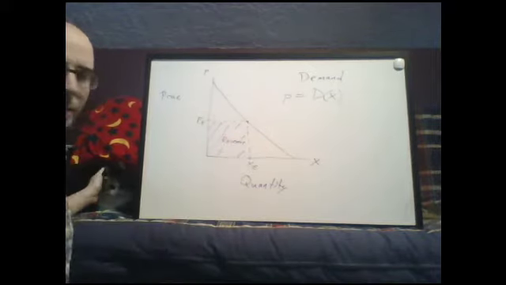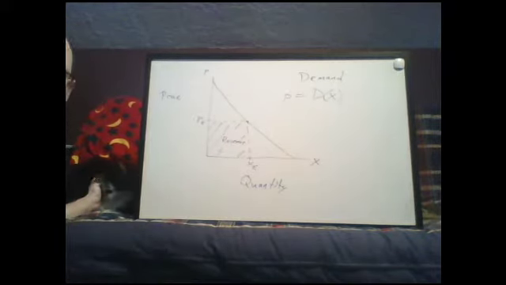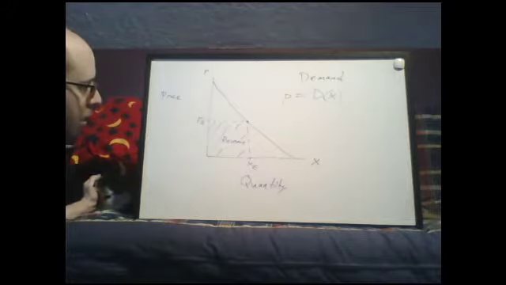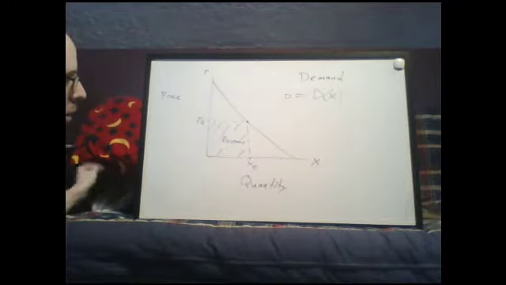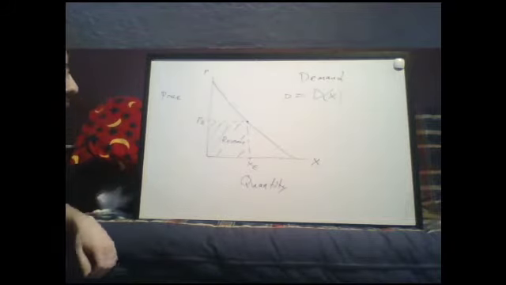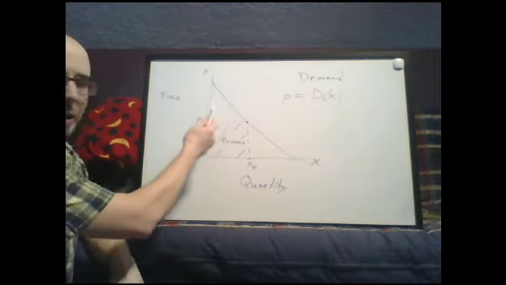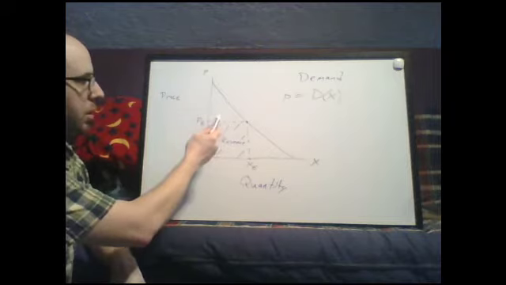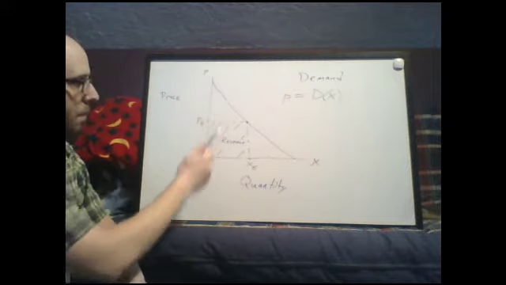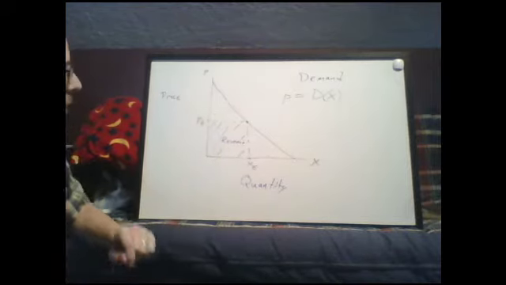The area would be the revenue. Price times quantity sold would give me revenue. All right, but here's the new concept. There's this area up here that also means something. So what does that mean?